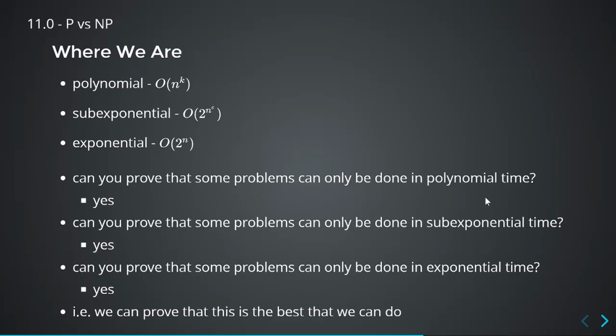But anyway, we can say that some problems can only be done in polynomial time or in exponential time. We can prove that this is the best that we can do, right? I mean, if I have to go through a double array, then that has to be n squared.